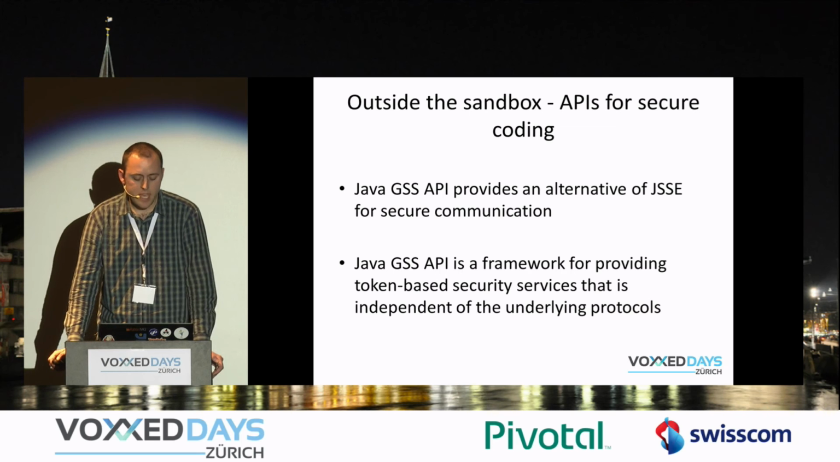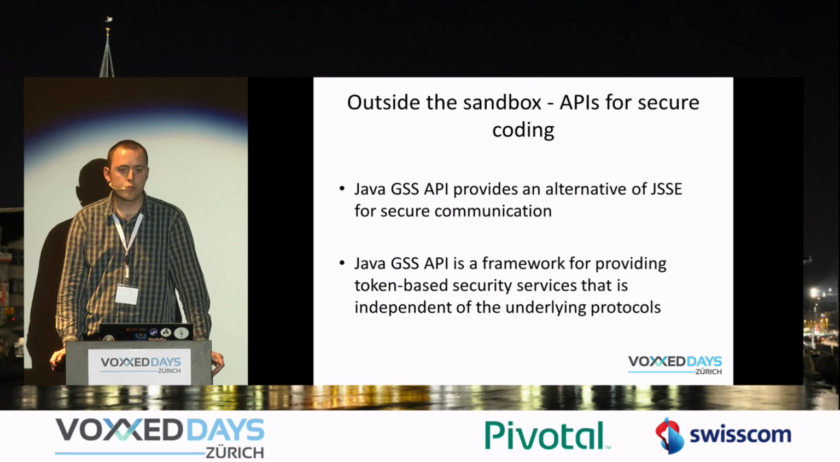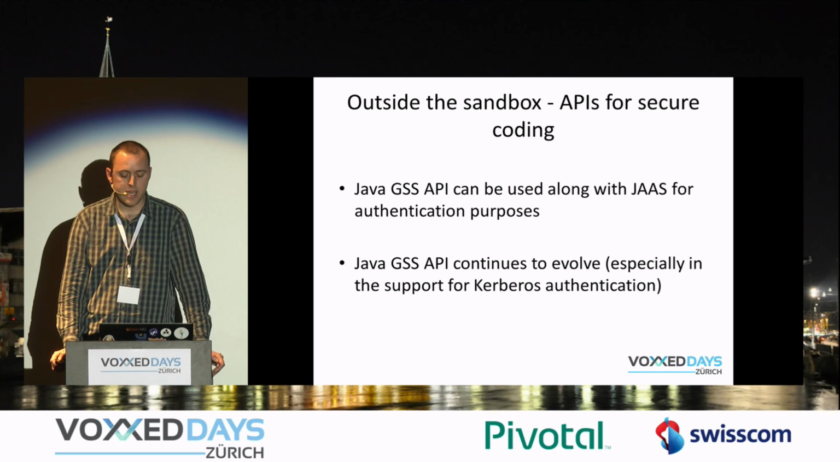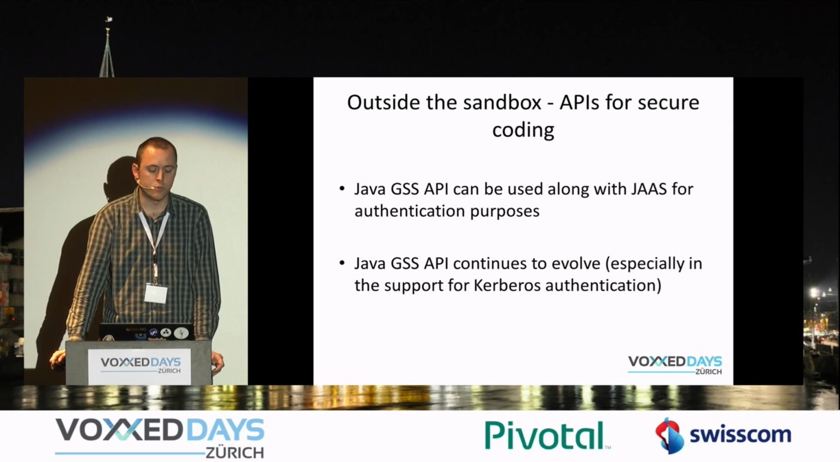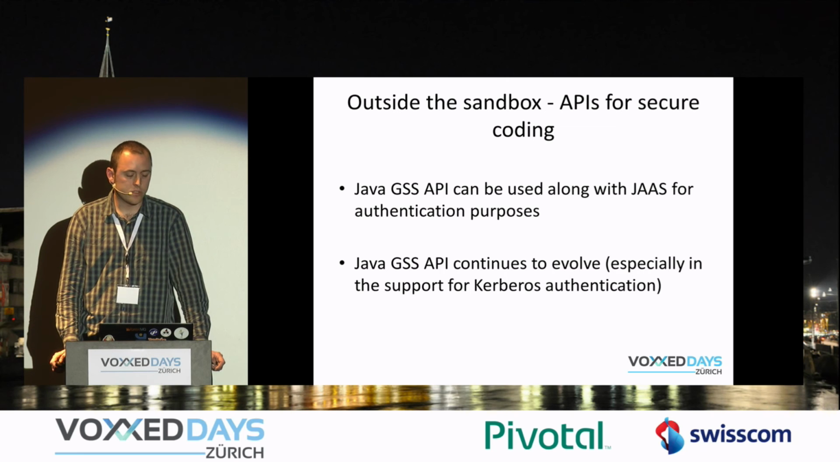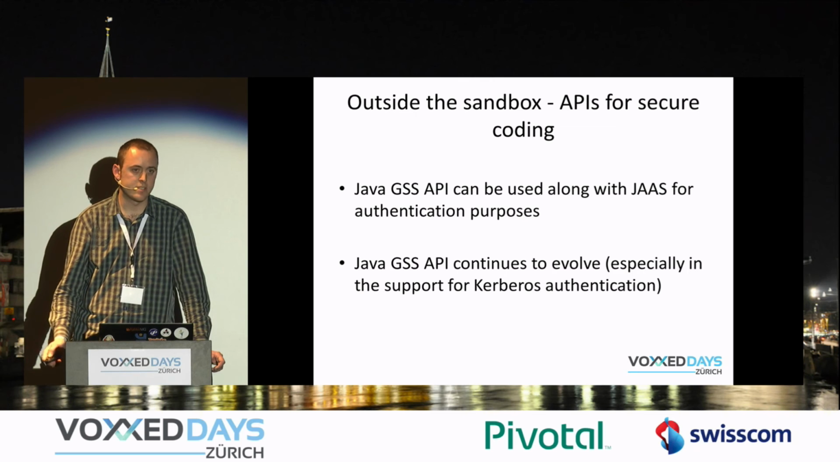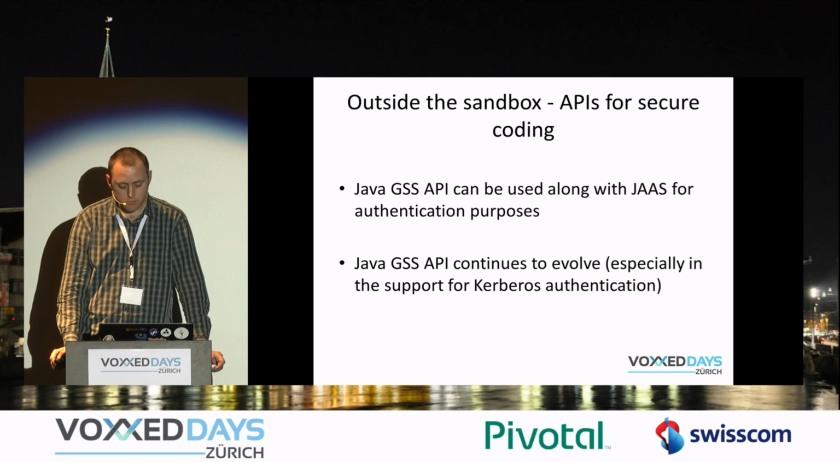The Java GSS API, very briefly, is just an alternative to the secure sockets that allows you to exchange security information in terms of a shared context. And basically, the GSS API also provides interoperability with JAAS in terms of authentication. And the support for the GSS API in the JDK also continues to evolve, especially in terms of providing more support for security protocols such as Kerberos and a number of others, and with the support of their different versions.